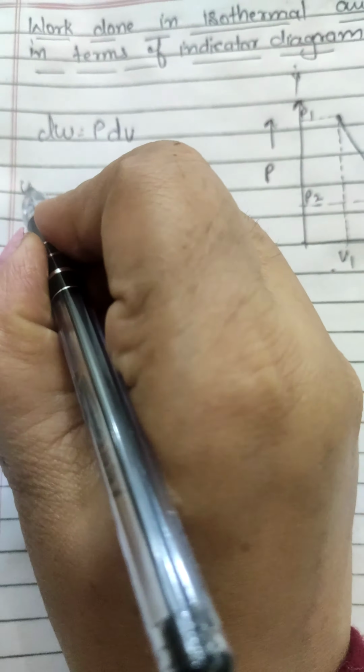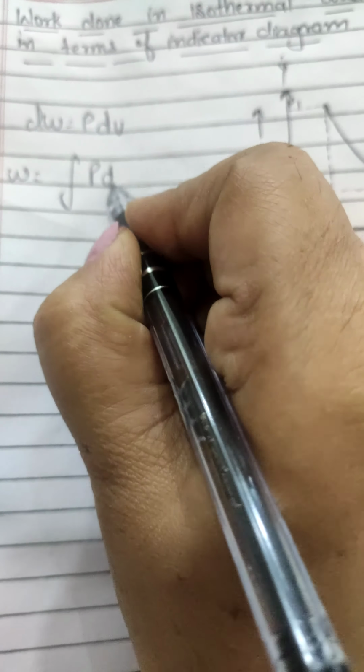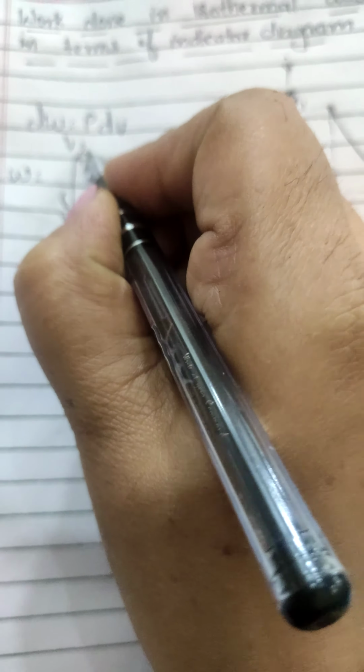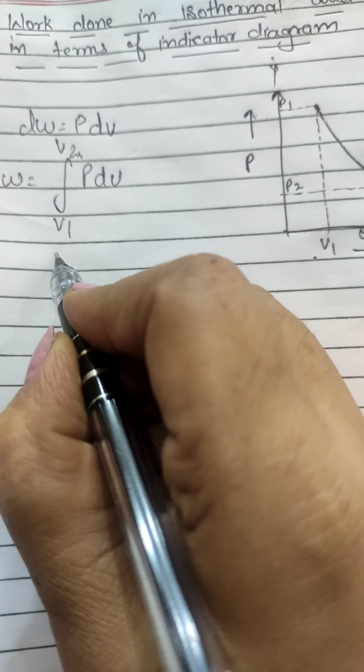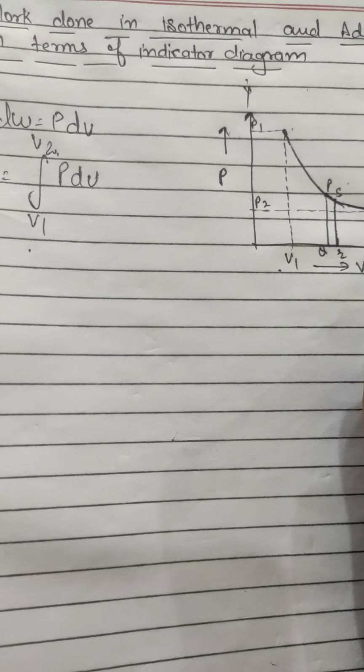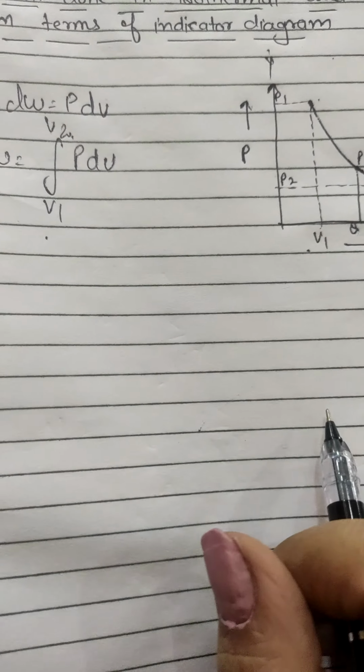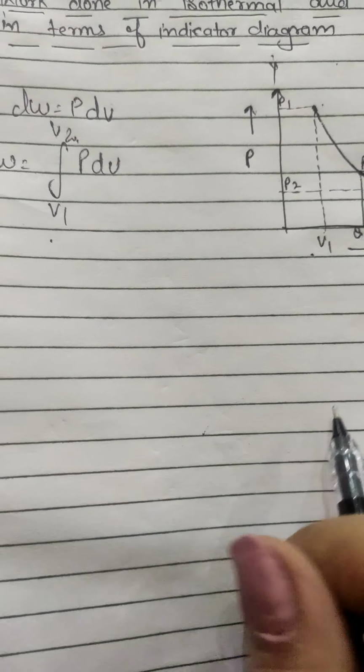So work done W is given by the integration of PdV from V1 to V2, where V1, P1 represent the initial state, and V2, P2 represent the final state of the curve. Now the work done can be calculated. This pressure is assumed constant, and dV is the change in volume, which can be considered length into breadth of this rectangular strip. So we can say that work done is equal to the area of the strip.